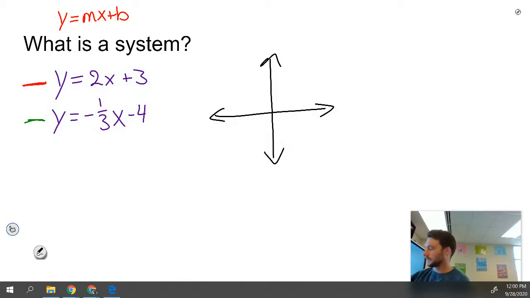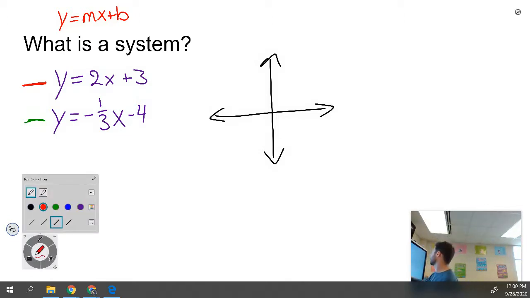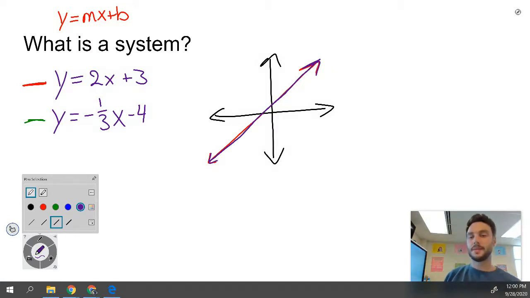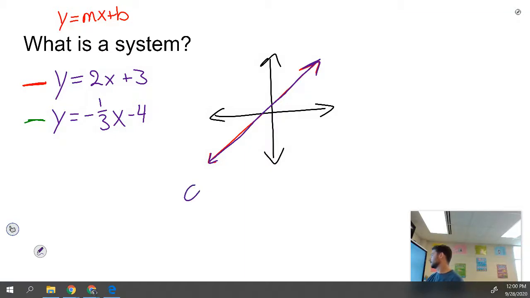Or what might happen is I graph one of these lines and it looks like this. But then I graph another one of these lines and it happens the same thing. Pretty decent, actually, right? I'd get right on top of that line. This would be infinite.